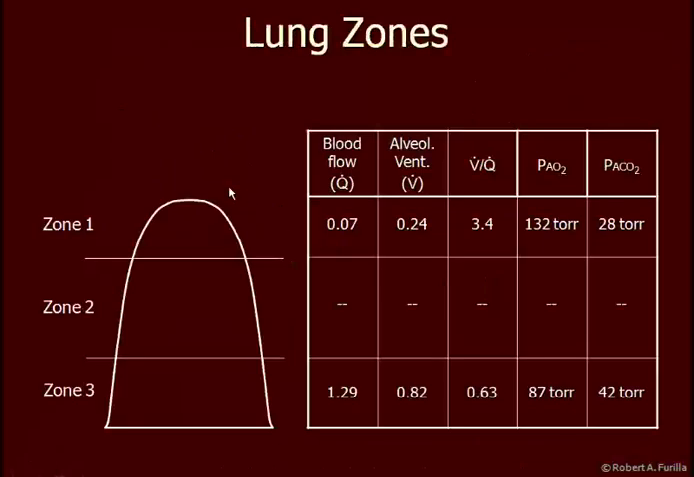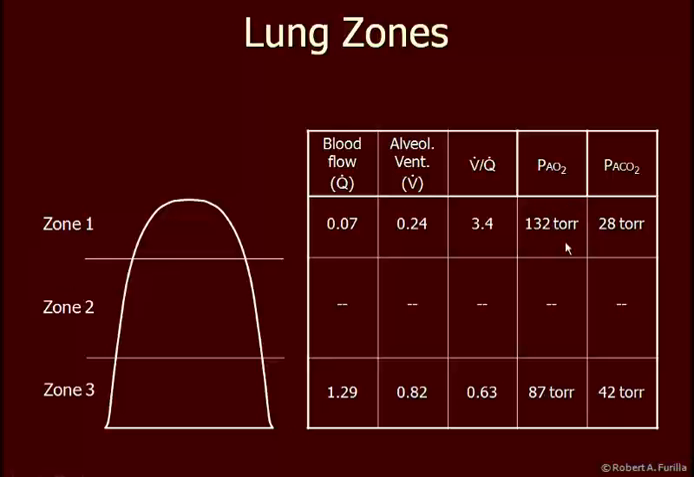In a normal lung, there is a distribution of ventilation and perfusion throughout the lung. In the upper region, we call that zone 1. This is the cranial region called the apex. In this region, we have very low ventilation, very low blood flow. But we have a high ventilation-perfusion ratio, in this case 3.4, and that leads to a very high PO2, 132 millimeters of mercury. I'm using torr here.